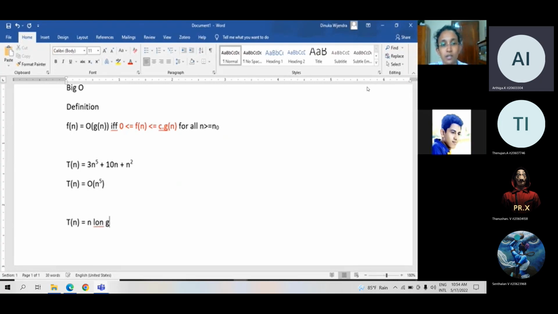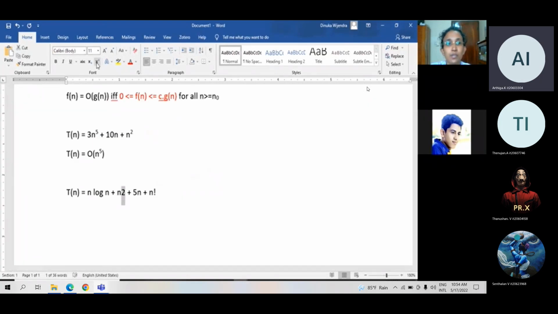n log n plus n squared plus 5n plus or minus whatever plus n factorial. Now how to find the big O value of this kind of equation? Tell me. My question is to find the big O value.